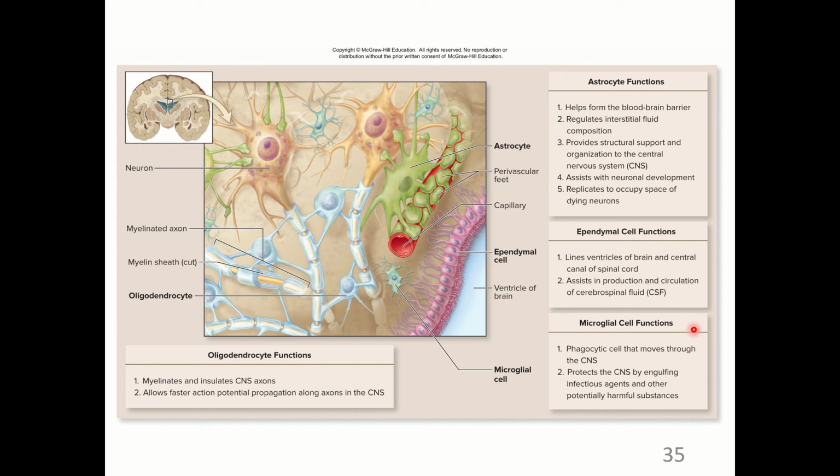Microglial cell functions include being phagocytic cells that move through the central nervous system and protecting the central nervous system by engulfing infectious agents and other potentially harmful substances. Oligodendrocyte functions include myelinating and insulating central nervous system axons and allowing faster action potential propagation along the axons of the central nervous system.